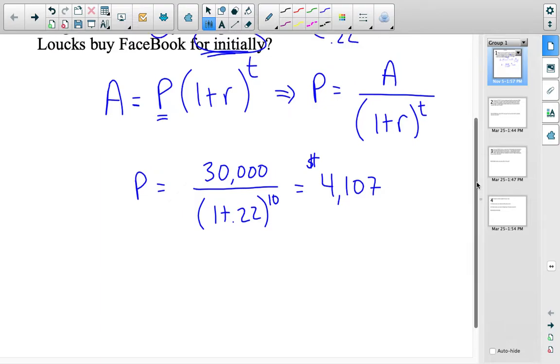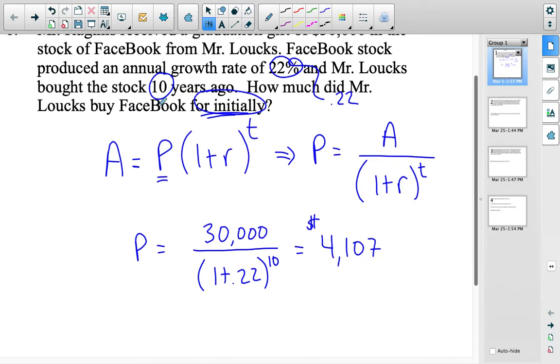So notice, again, it was 10 years ago, so it got to grow for 10 years, but this was my initial amount, and it grew to this over the course of 10 years at 22% a year.